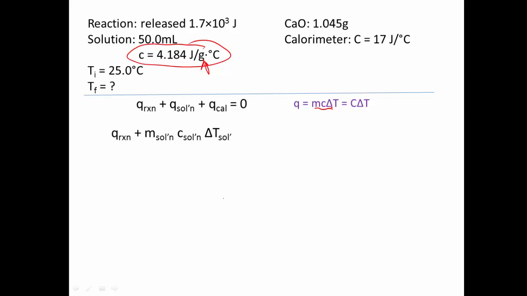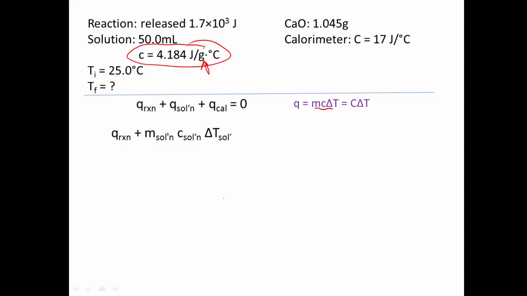I want you to actually not just put MC delta T, but M of solution, C of solution, delta T of solution, because the mass is unique to the solution. You might have a mass of something else in this equation, and so you want to keep everything straight for yourself. This will definitely come in handy when we do problems in the future and in lab.